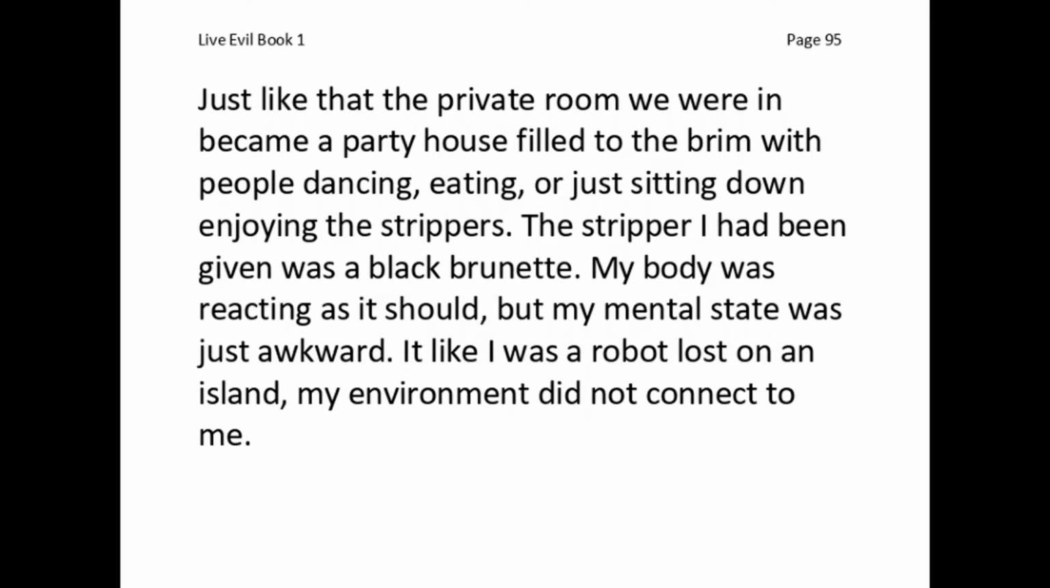The stripper I had been given was a black brunette. My body was reacting as it should, but my mental state was just awkward. It was like I was a robot lost on an island. My environment did not connect to me.